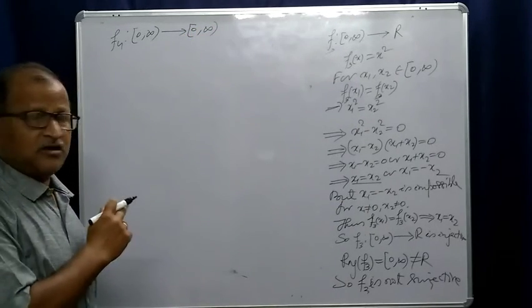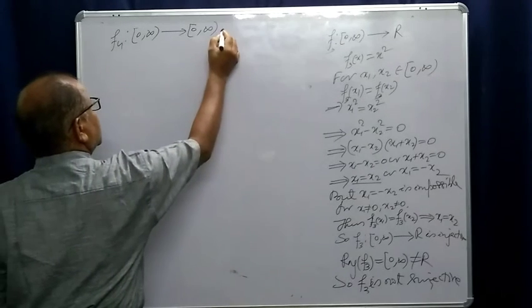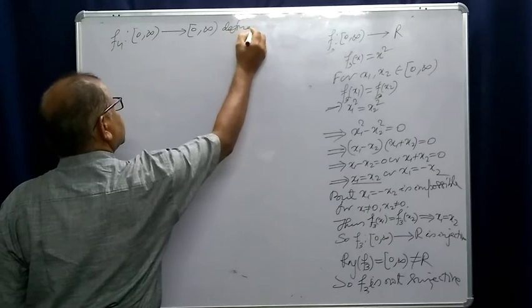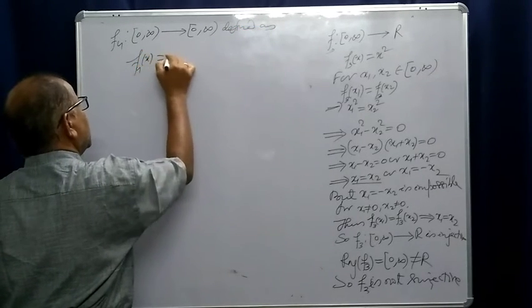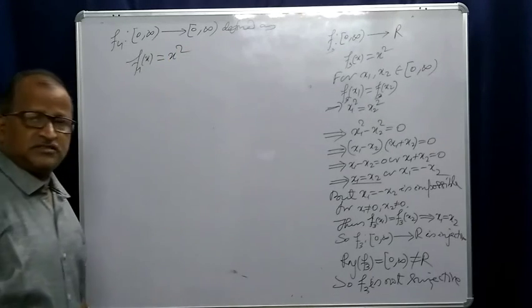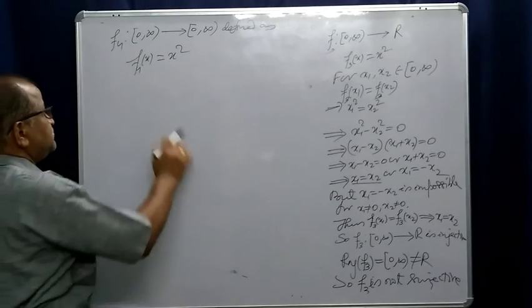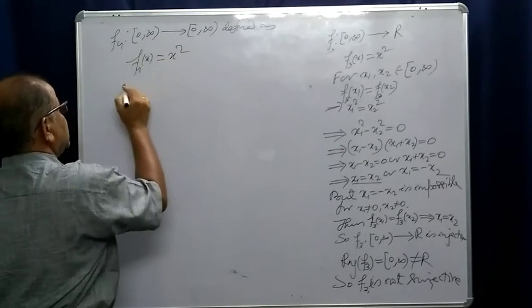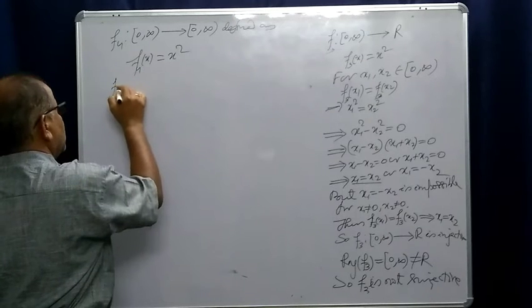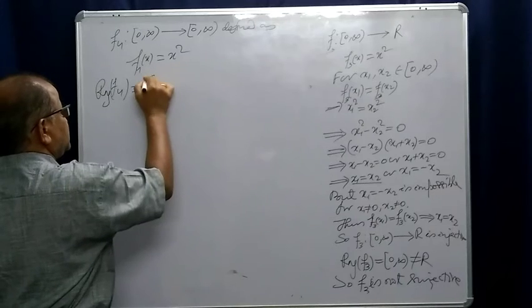If you take the function like this, defined as f4(x) is equal to x square, then you see it will be injective. Yes, we have proved it is injective. Here the range of f4 will be what? It is this.